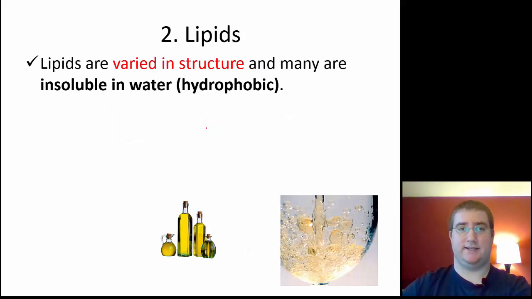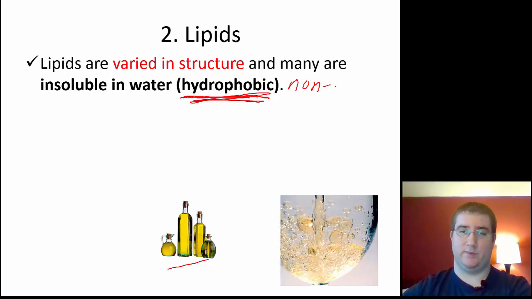Lipids. So the second macromolecule you need to know is lipids. So lipids are also known as fats, so that's why you have oil down here. So lipids are very varied in structure. However, one of the key characteristics of lipids are that they're hydrophobic. Remember, fat and water don't mix. So lipids, therefore, are nonpolar. Remember, hydrophobic means nonpolar. They do not mix well with water.